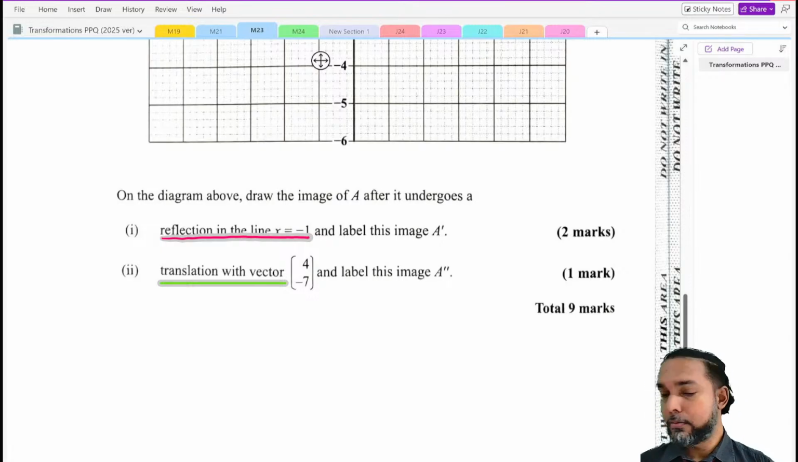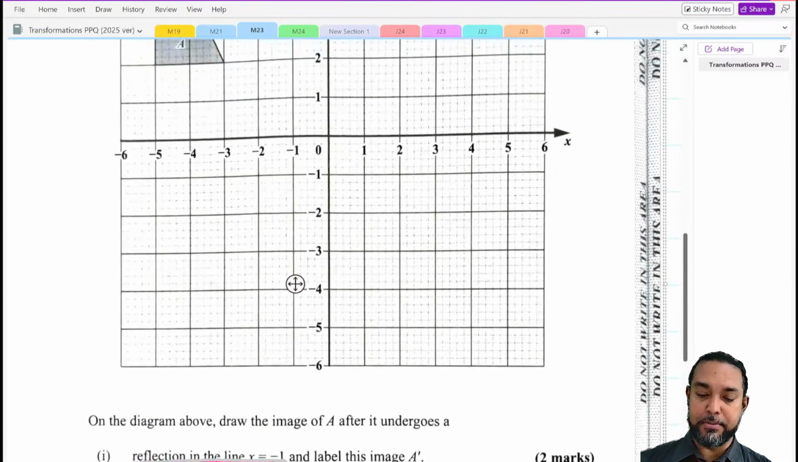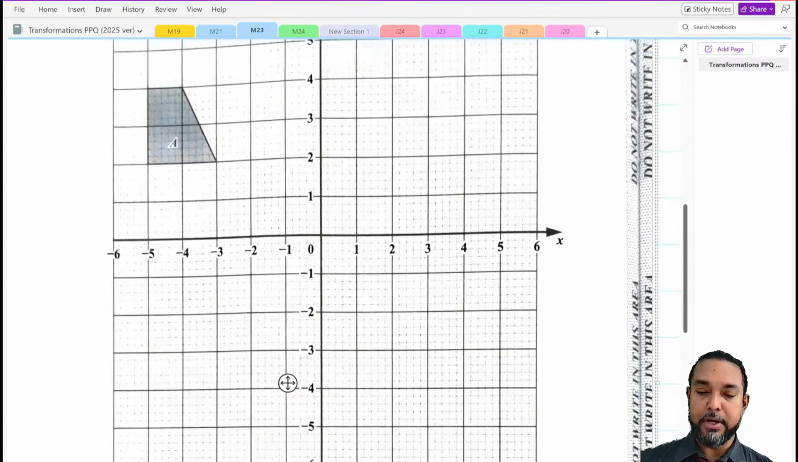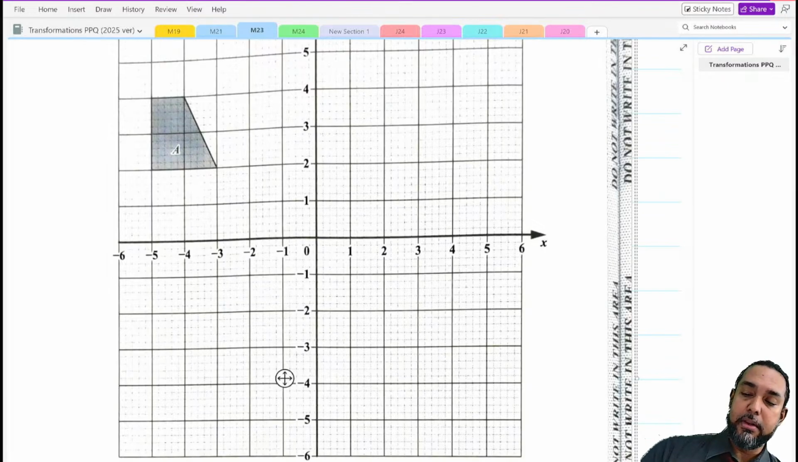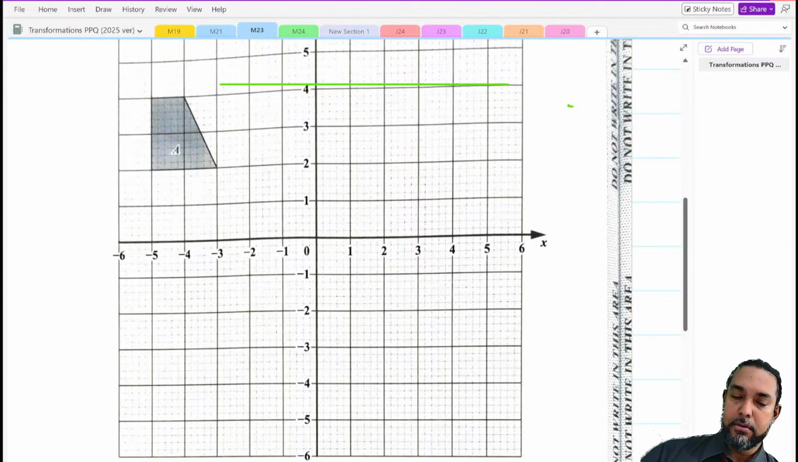All right, cool. All right, guys. So our reflection line is x equal to -1. So where would that line be? We talked about lines y equal to a certain value. So if I had a line y equal to 4, that would be a perfectly horizontal line passing through 4 on the y-axis. If it was the line y equal to 2, it would be a perfectly horizontal line passing through 2 on the y-axis.